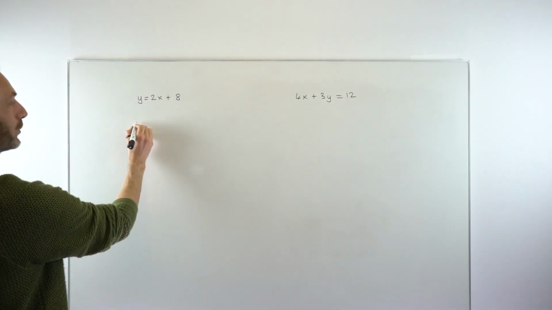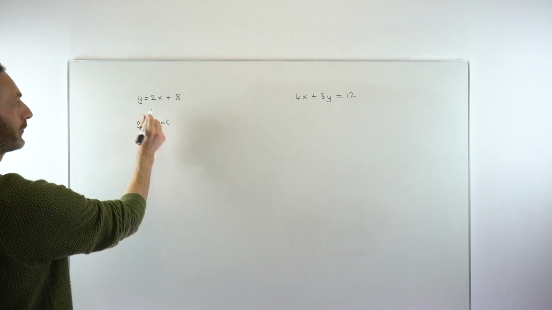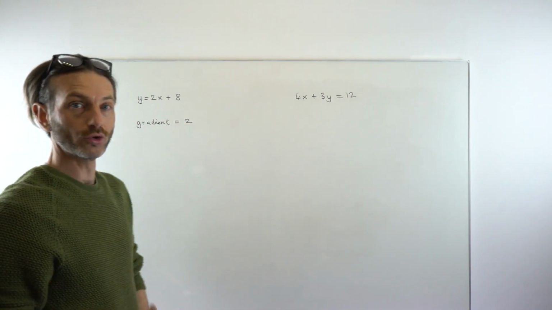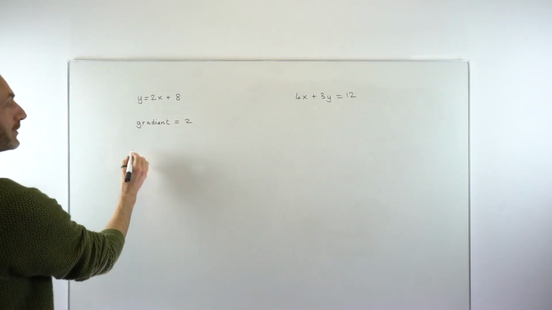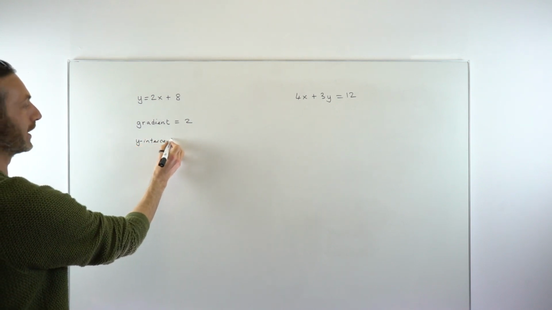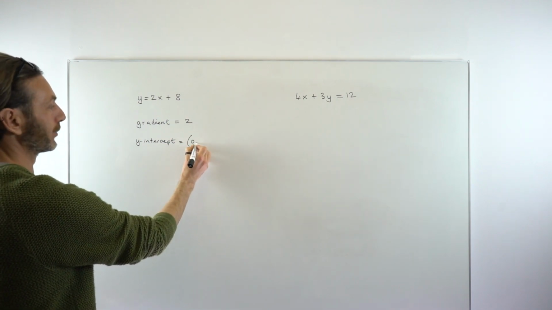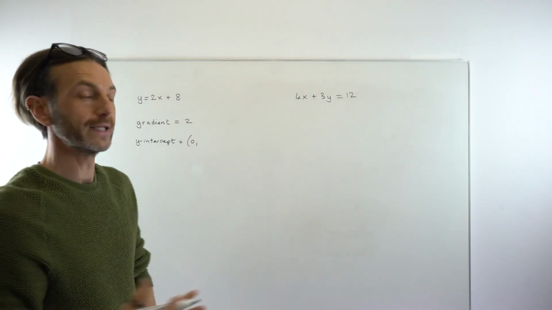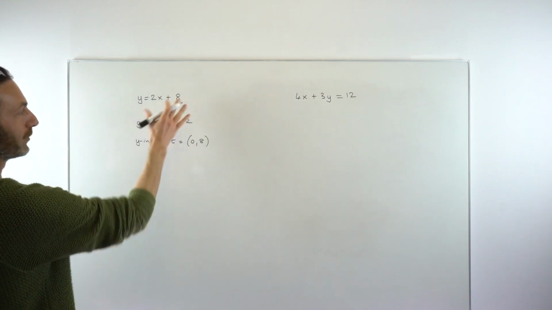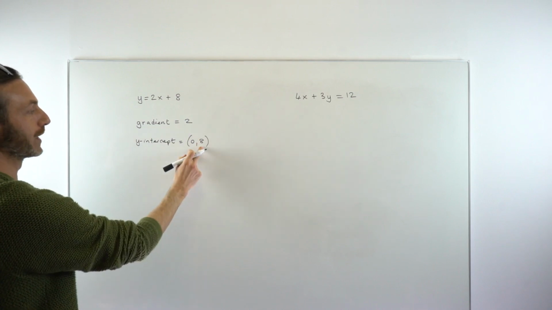So given this line here, we can just say by looking at the line that the gradient, which is the coefficient of the x term in the correct format, is just equal to 2. So a no-brainer, just reading that off. Similarly, the y-intercept is 8. Just remember that's only the y-coordinate of the y-intercept. So in general, usually you will need to include the other coordinate because they'll ask for the coordinate, and the full coordinate is going to be (0, 8). Okay, so just by reading off that straight line equation, which is in the correct format, we can see that the gradient is 2 and the y-intercept is 8.